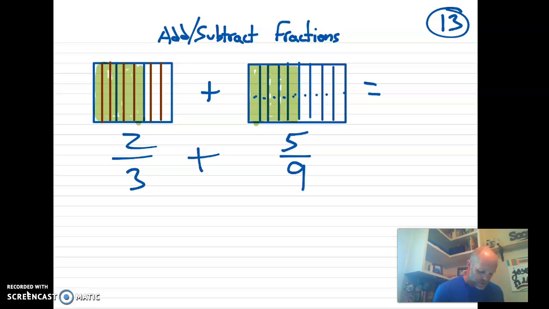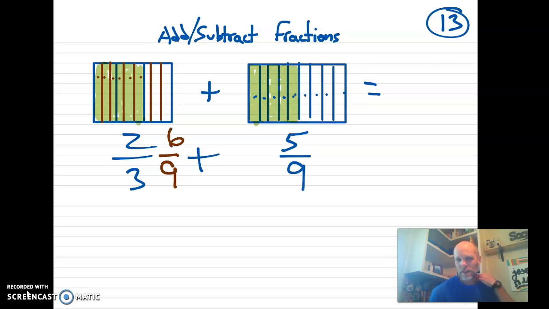So this new denominator, I got to take that little shape thing off, this new denominator would be a 9. Okay, and how many parts of that do we have? Well, there's 2 ways to do that. We can count them. 1, 2, 3, 4, 5, 6.